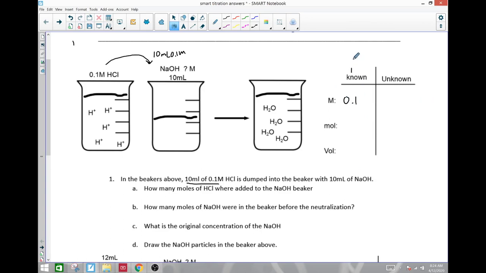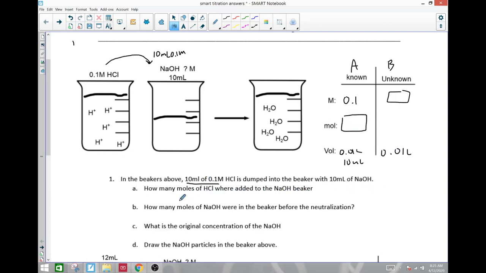I like to write A above here, B above here, just to remind myself: acid, base. I've added 10 milliliters of this thing, which is 0.01 liters. And of course I have 10 milliliters of this guy. This is what I want to find. And this is 0.01 liters as well, so 10 milliliters. All right, how many moles of HCl were added to the beaker? That's this value right here.